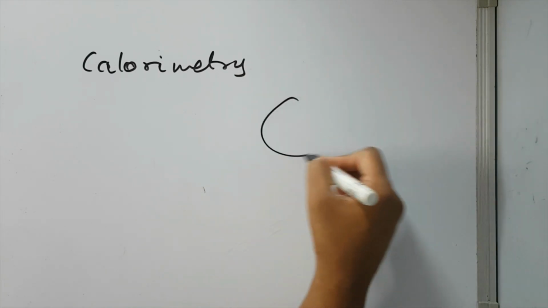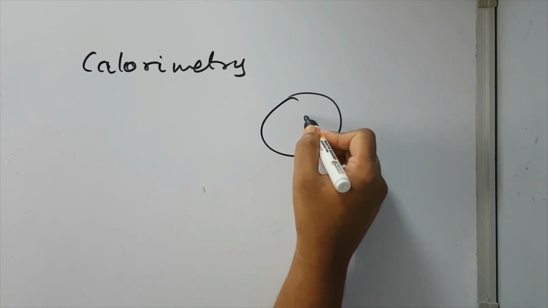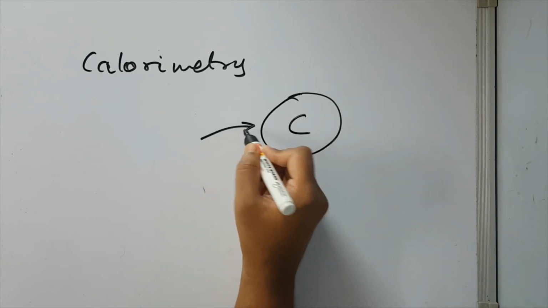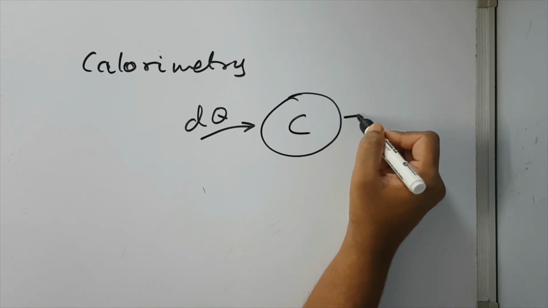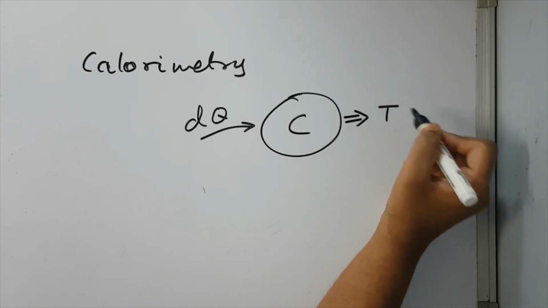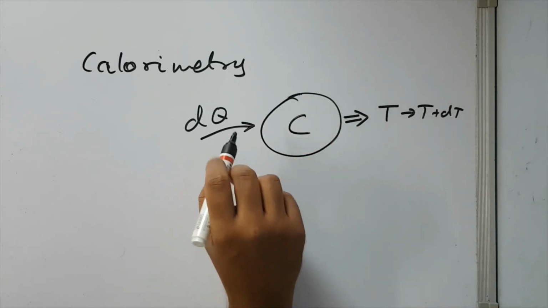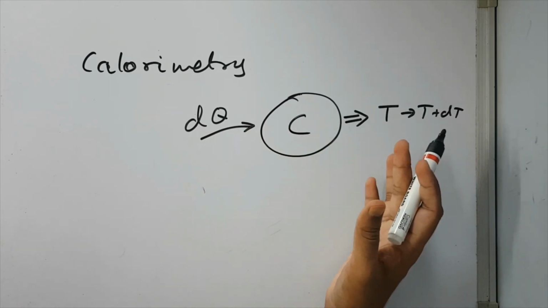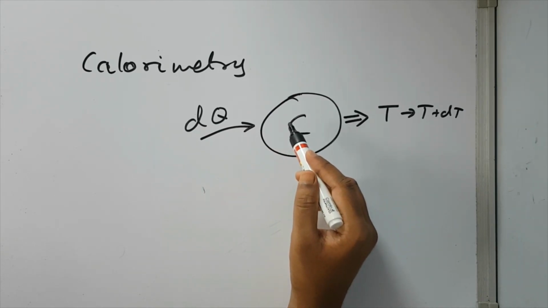Which basically tells you, if you have a body whose heat capacity is C, then if you supply dq heat to it, its temperature will increase from T to T plus dT. When you supply heat to a body, its temperature would increase, assuming there is no phase change, meaning it's not melting, nor, if it's a liquid, is it getting evaporated.